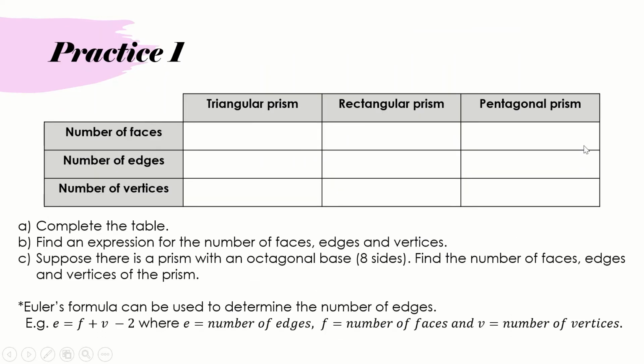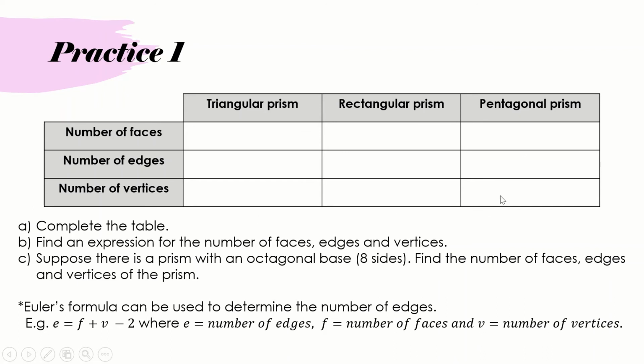Okay, let's look at practice 1. Okay, part A, you need to complete the table. Part B, you have to find an expression for the number of faces, edges, and vertices. Part C, suppose there is a prism with an octagonal base, that means you have 8 sides. Find the number of faces, edges, and vertices of the prism. So you need to use Euler's formula, which is used to determine the number of edges. So for example, Euler's formula is E equals F plus V minus 2. E is the number of edges, F is the number of faces, and V is the number of vertices.